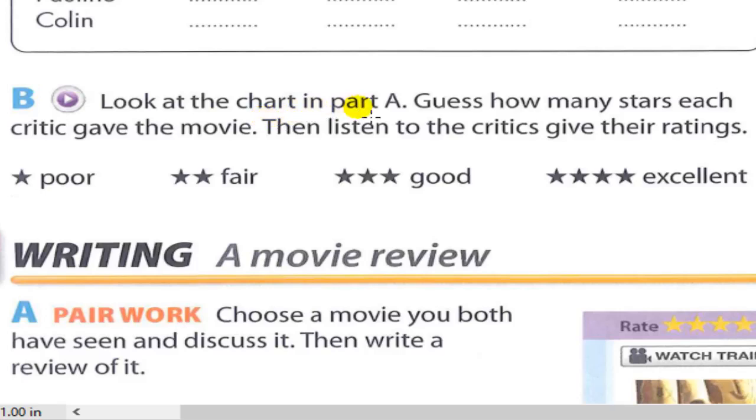B. Look at the chart in Part A. Guess how many stars each critic gives the movie. Pauline and Colin will give the movie what rating? Poor, 1 star. Fair, 2 stars. Good, 3 stars. Excellent, 4 stars. Page 90, Exercise 12, Part B. Look at the chart in Part A. Guess how many stars each critic gave the movie. Then listen to the critics give their ratings.